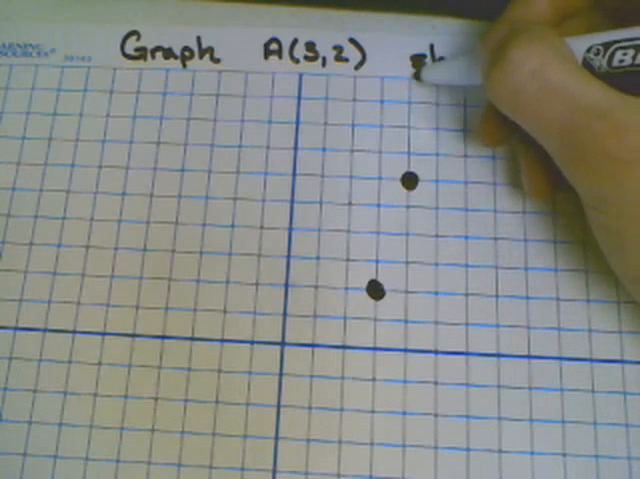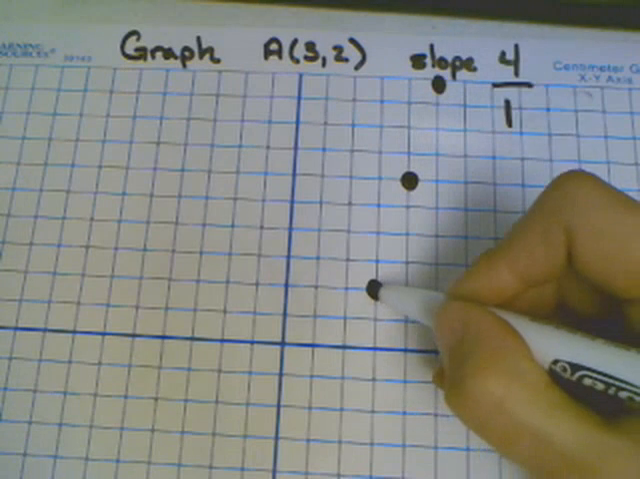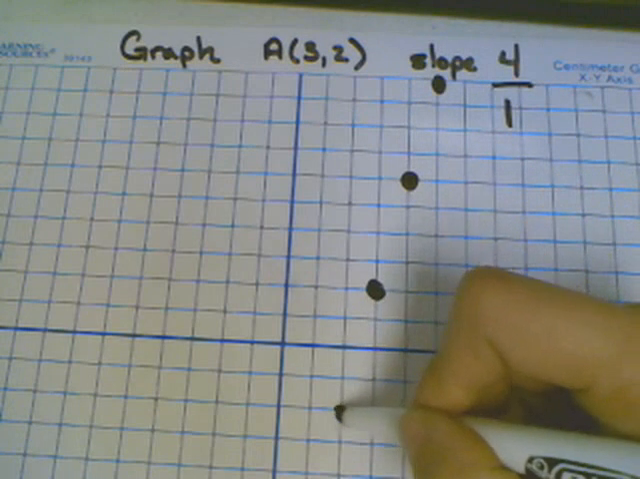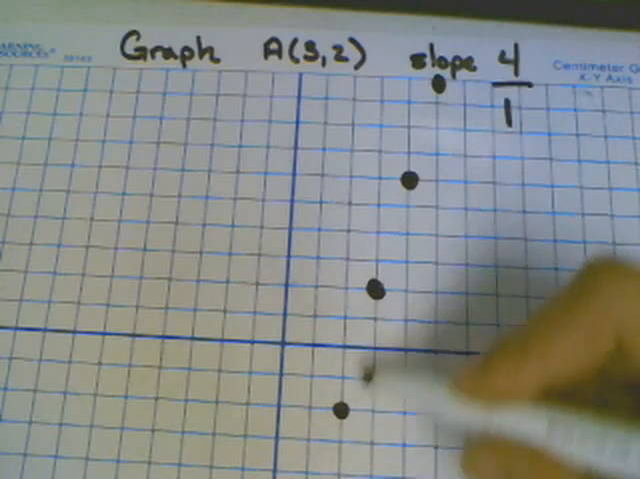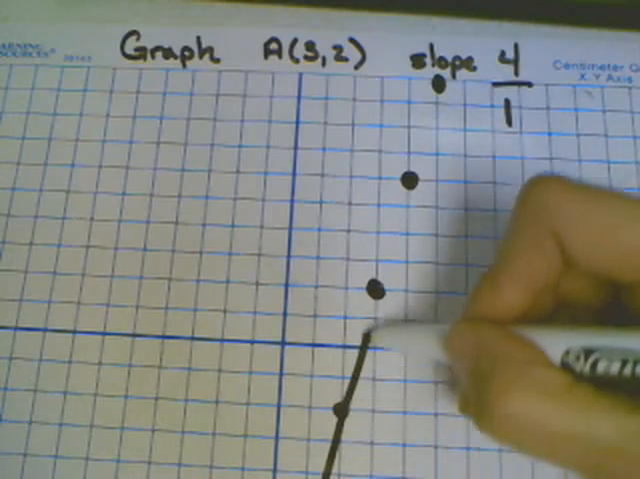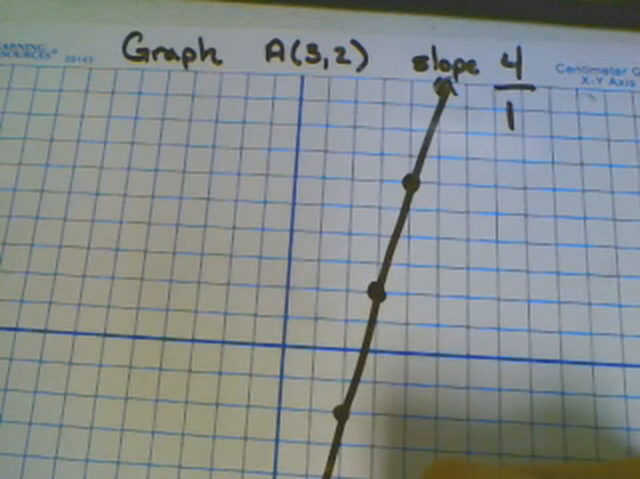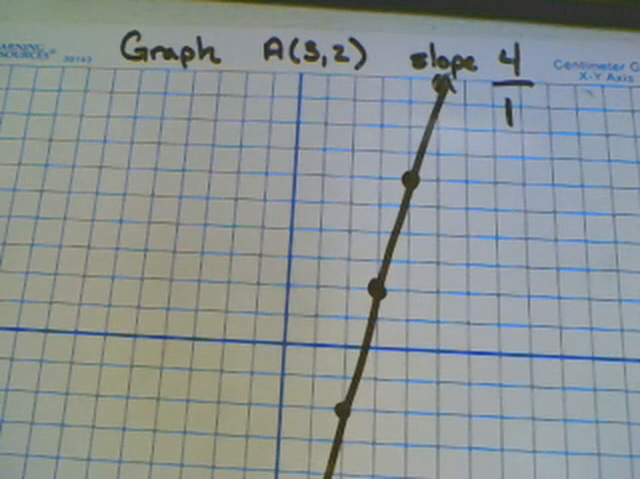I can also go up 4 over 1 again and continue my line, or from here I can go down 4 back 1, down 4 back 1, and I can continue to find all of these points that are on this line. But once I have a few, I have my line.